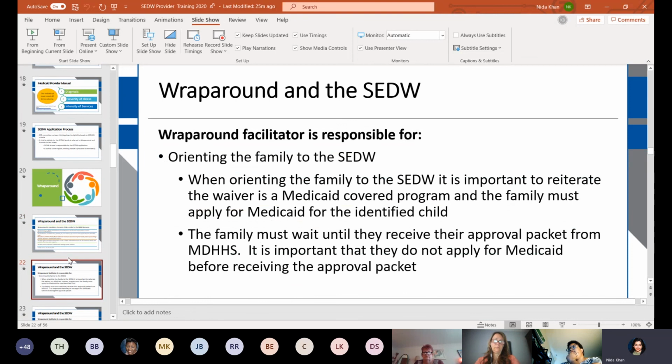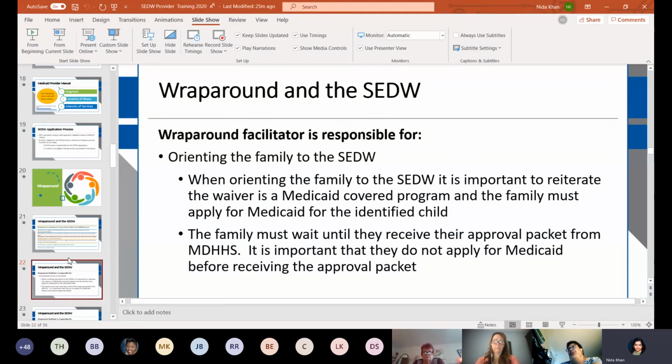So wraparound facilitators are also responsible for orienting the family of the SED waiver, making sure that you reiterate that waiver is a Medicaid-covered program and the family must apply for Medicaid for the identified child. And the family has to wait for MDHHS to mail out their Medicaid packet. It's basically a Medicaid application with an SED waiver sticker on it.